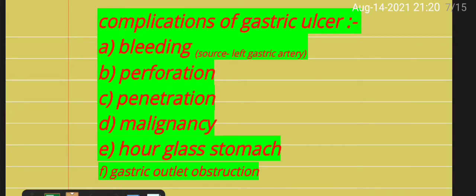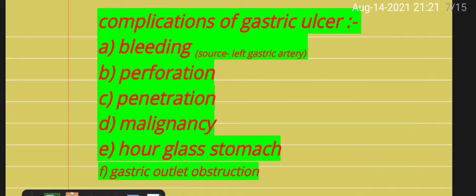Bleeding can be due to the left gastric artery, and in this, upper GI endoscopy plus cautery can be done to treat the bleeding. If it fails, then the massive transfusion protocol is followed, and if it still fails, then exploratory laparotomy and ligation of the bleeder is done.